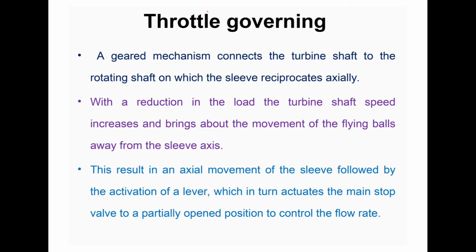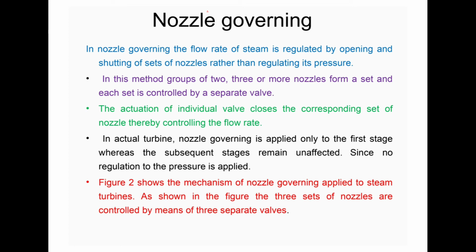In throttling governing, a geared mechanism connects the turbine shaft to the rotating shaft on which the sleeve reciprocates axially. With a reduction in the load, the turbine shaft speed increases and brings about the movement of the flying balls away from the sleeve axis. This results in an axial movement of the sleeve followed by the activation of a lever, which in turn actuates the main stop valve to a partially open position to control the flow rate.